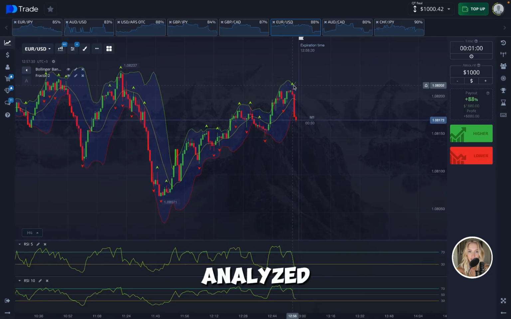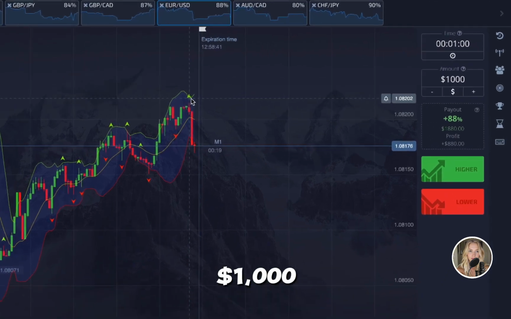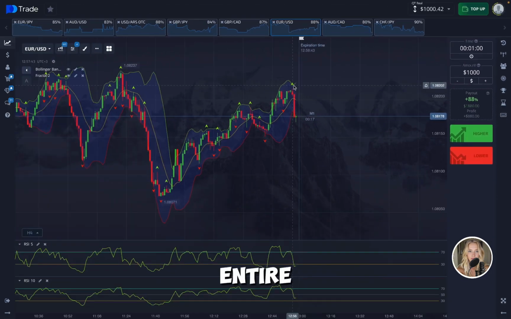I have already analyzed and selected all the currency pairs with the most optimal movement pattern and payout percentages. You can see them in front of your eyes. Let's start with a deal of $1,000; we will open for the entire balance.